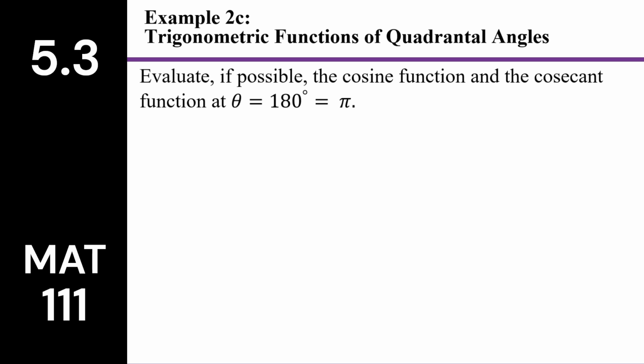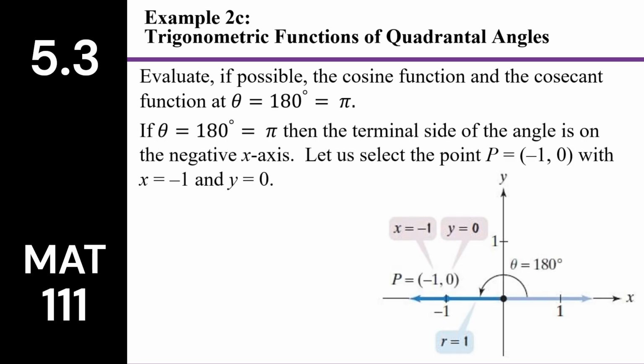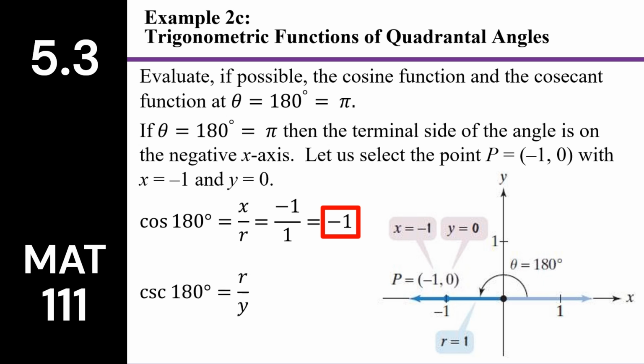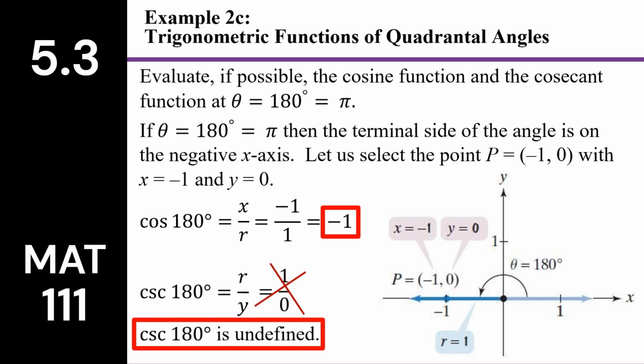For 180 degrees, we'll select a point in the negative direction of the x-axis. So we select the point where x is -1, y is 0. Again, r is 1. So now that we have x, y, and r, we can find our trig values. The cosine of 180 degrees is x over r, which is -1 over 1, which reduces to -1. The cosecant of 180 degrees is r over y, which is 1 over 0. So the cosecant of 180 degrees is undefined.